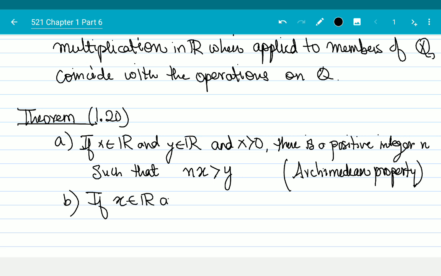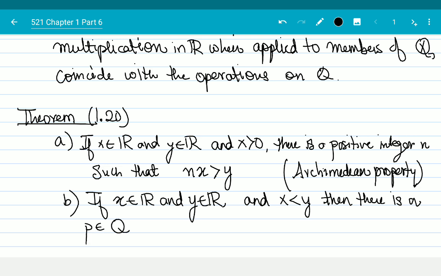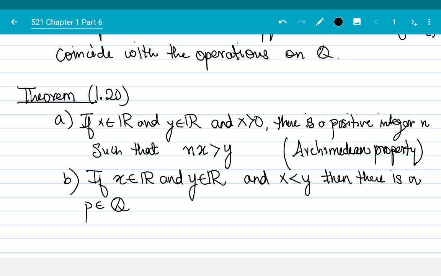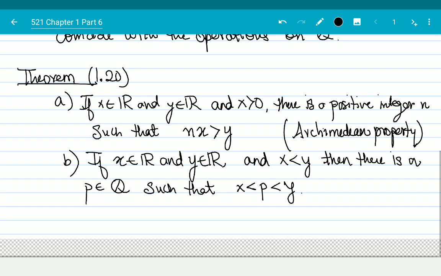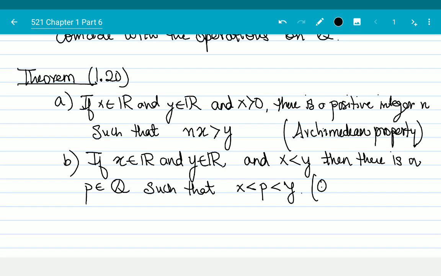B: If x is in R and y is in R and x is smaller than y, then there is a p in Q, so rational, such that x is smaller than p is smaller than y, which is to say rationals are dense in reals. Q is dense in R. Okay? Proof?